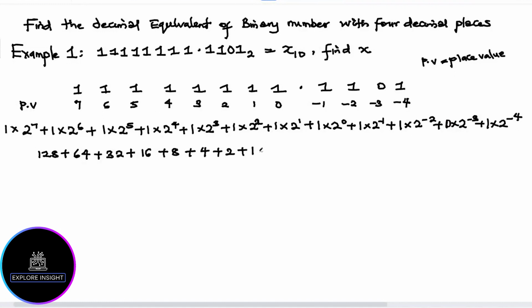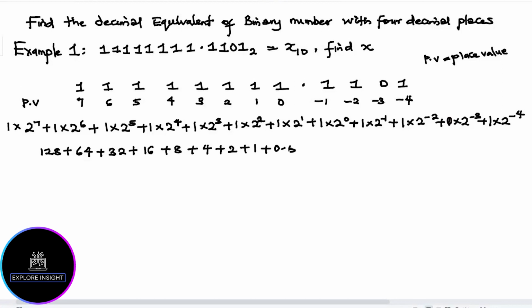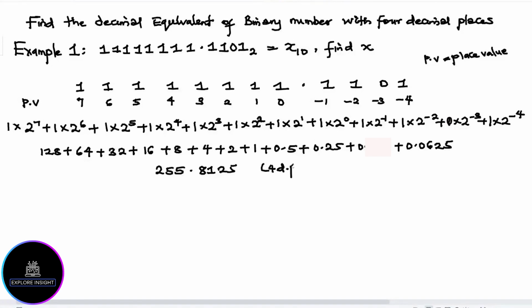So just take note. So plus, now 2 raised to the power -1 will be 1 over 2. So 1 over 2 is 0.5. 2 raised to the power -2 is 1 over 4, and that's 0.25. Plus 2 raised to the power -3, that's 0 plus 2 raised to the power -4 will be 0.0625. Now, if we sum this up, we are going to get 255.8125. Now, take note, this is actually in 4 decimal places.